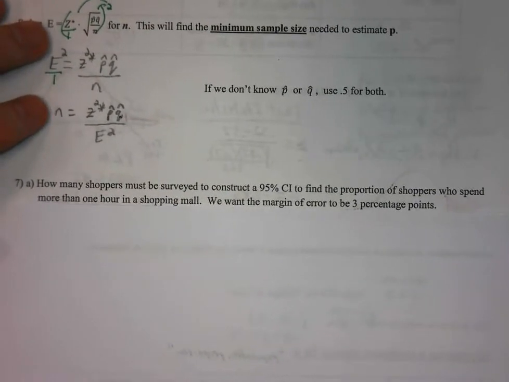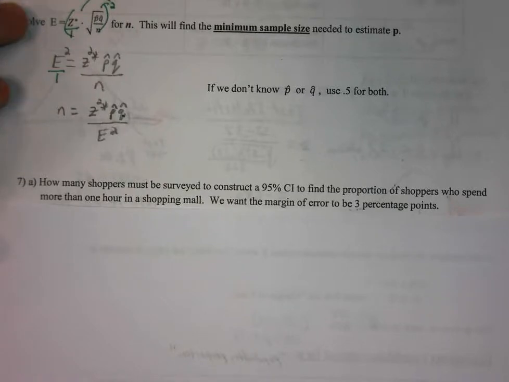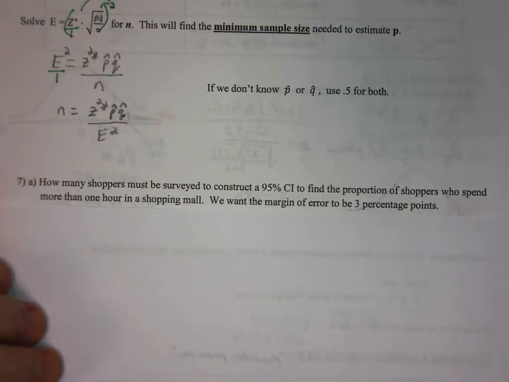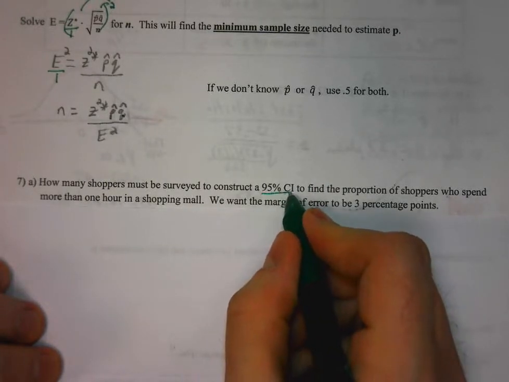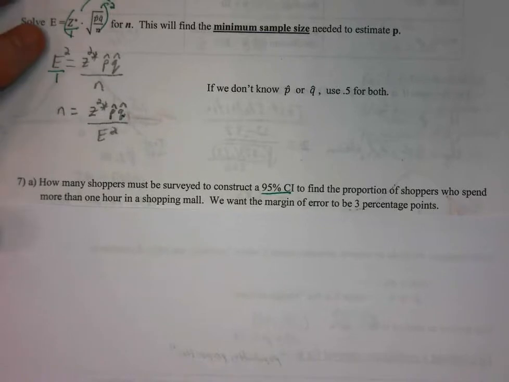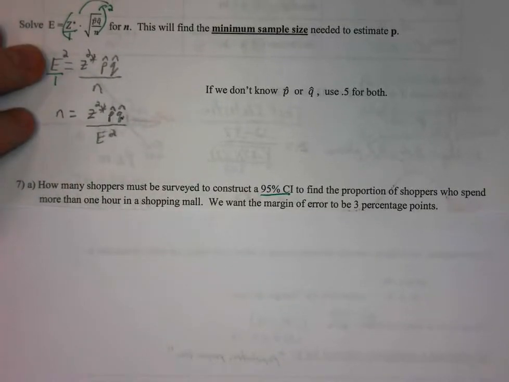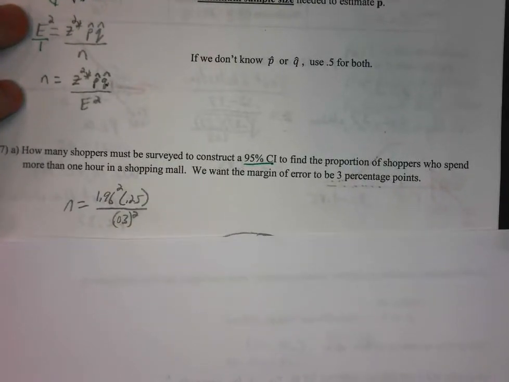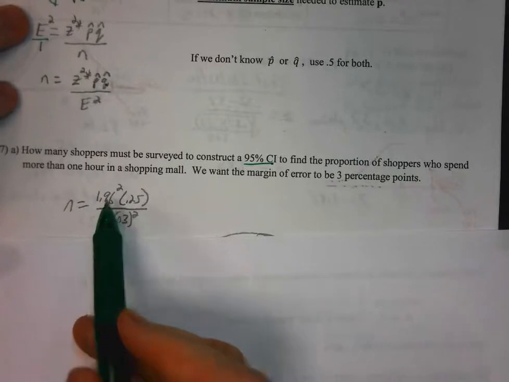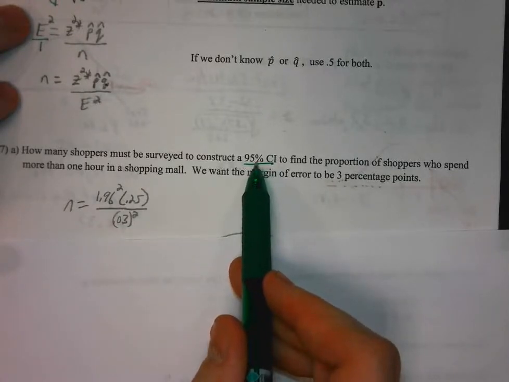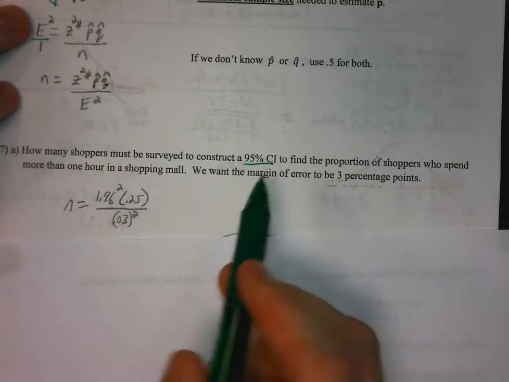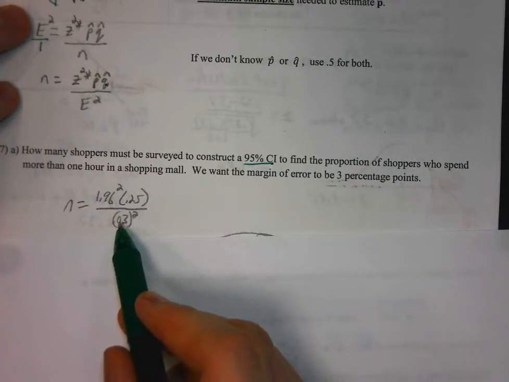Looking at the examples here: how many shoppers must be surveyed to construct a 95% confidence interval to find the proportion of shoppers who spend more than 1 hour in a shopping mall? We want the margin of error to be 3 percentage points. So 95% confident, that will have to do with your z star value. You want E, the margin of error, to be 3%. When you substitute the values in, the 1.96 is the middle 95% of your normal curve, and 3 percentage points is 0.03 for the margin of error.